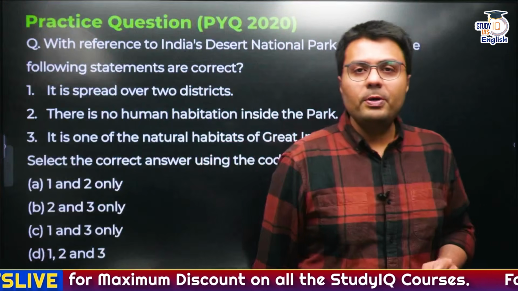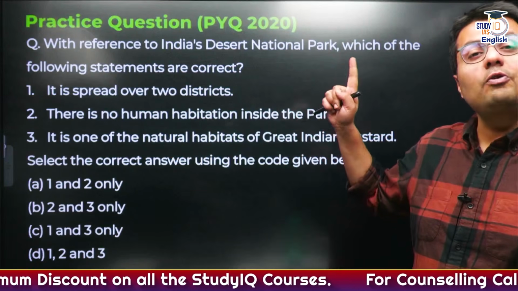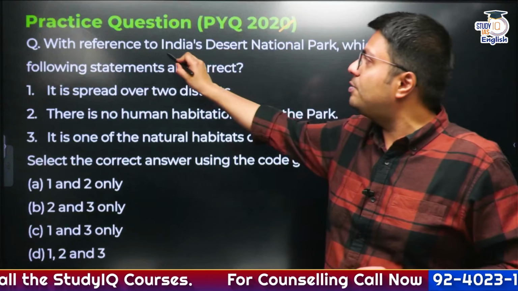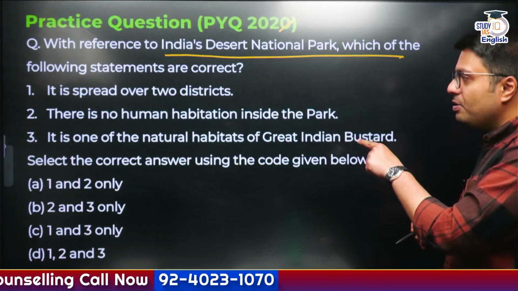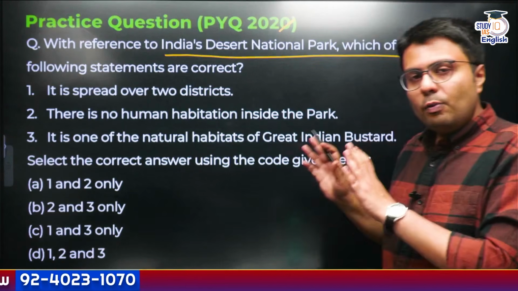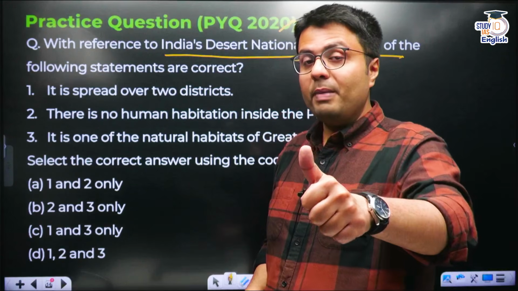Now, before we end up our today's discussion, this is a question that appeared in the UPSC exam of 2020 with reference to India's desert national park. Which of the following statements are correct? Do let me know the correct answers in the comment section. The ones who answer it correctly would get a thumbs up from my side, okay?